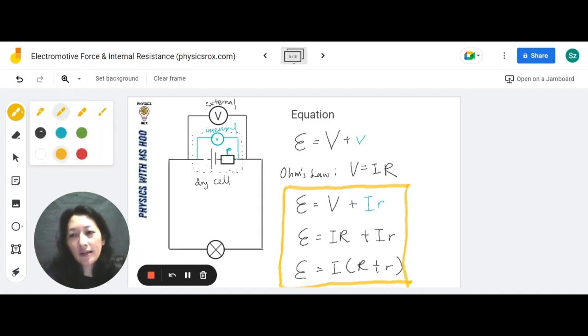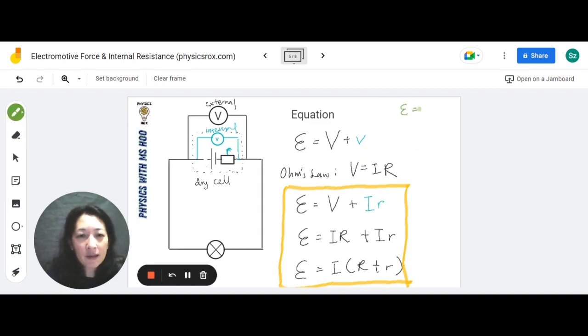I'll just write here at the side what these represent. We use a different color. So there's no space here, somewhere on top here. E is basically EMF, electromotive force, while small r is internal resistance. And there you go. So when solving questions involving electromotive force and internal resistance, you can use any one of these formulas, depending on what information the question gives you.